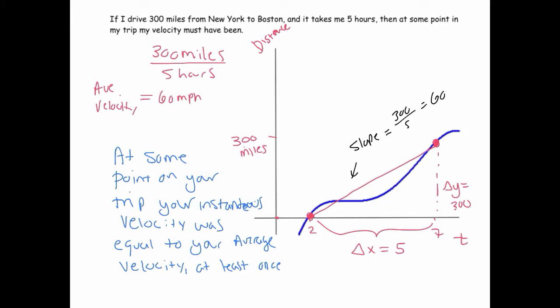It looks like it might happen roughly here. Let's estimate, I don't know, 4 o'clock. At 4 o'clock, it looks like your instantaneous speed was equal to the average speed. It looks like it could happen in a different place too, right about here, maybe right at the beginning of your trip. Right at the beginning of your trip, that tangent line also looks parallel. The mean value theorem guarantees that this will happen so long as your function is continuous and differentiable.